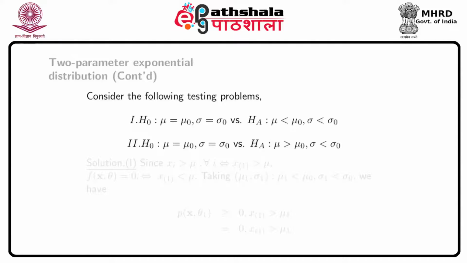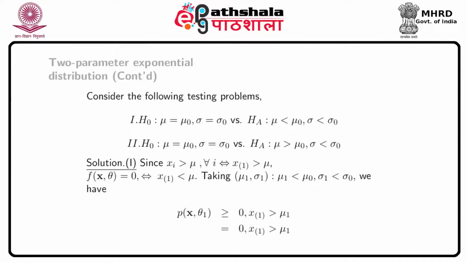Consider next the following testing problems. The first one is the null hypothesis that mu is equal to mu naught and sigma is equal to sigma naught, against the alternative HA that mu is less than mu naught and sigma is less than sigma naught. The second hypothesis is H naught that mu is equal to mu naught, sigma is equal to sigma naught, against HA that mu is greater than mu naught and sigma is less than sigma naught, where mu naught and sigma naught are both specified. Solution 1.